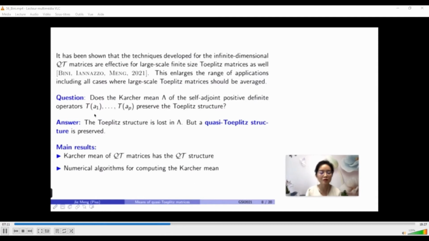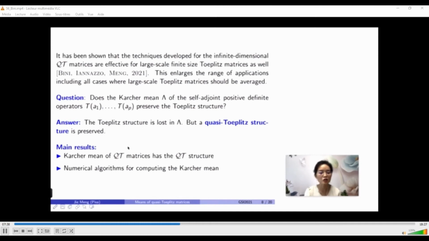Since we are focusing on the positive definite operators which have this Toeplitz structure, we wonder if the Karcher mean has the same structure. So the answer is no. In general, the Toeplitz structure is lost since the multiplication of Toeplitz matrices is not closed. But we found that a quasi-Toeplitz structure is preserved.